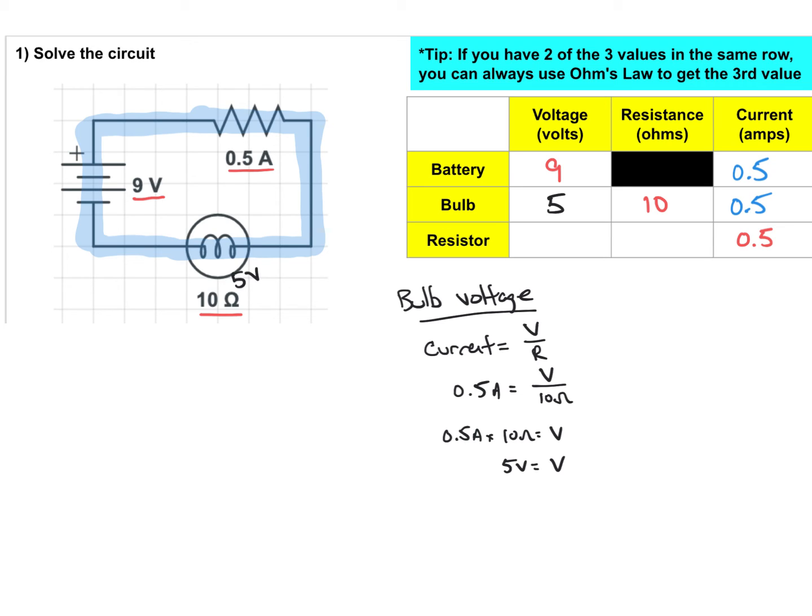Now I know what the resistor's voltage has to be. It's going to have to be 4 volts, because the 9 volts provided by the battery has to be used up by the two loads there, because that just makes one single loop.